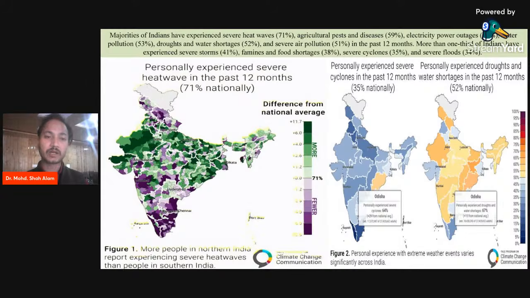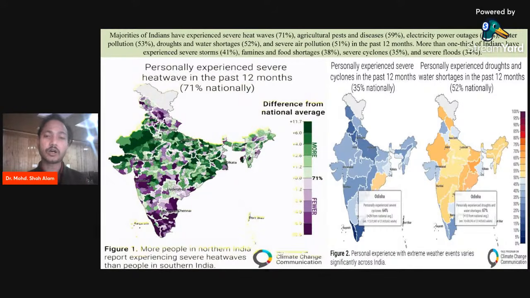and they make up a report in which they say that the majority of India has experienced severe heat waves, about 71% of the total population, and about 59% of the population are seeing agricultural pest and disease incidents even more in the past year. And electricity power outage, water pollution up to 53%, drought and water shortage for 52% of the population.